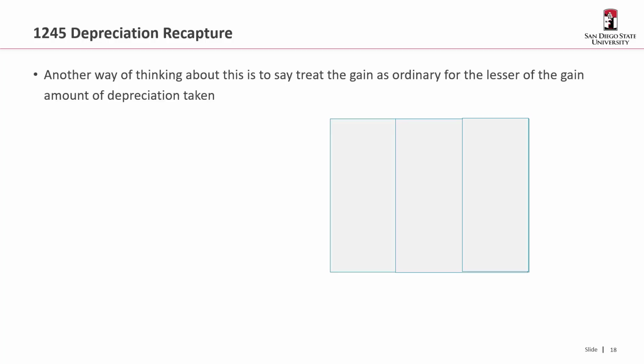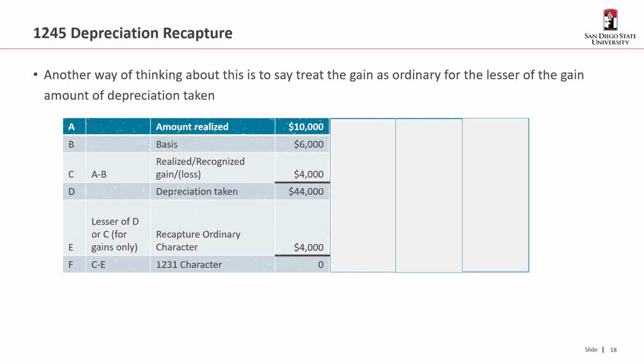So another way of thinking about it is to say, treat the gain as ordinary for the lesser of the gain amount or, not of, or the depreciation taken. Okay, let's look at our Lola example in numbers. So the amount realized is $10,000. That's what she sells it for. Her basis is $6,000. Her realized and recognized gain or loss, therefore, is $4,000.